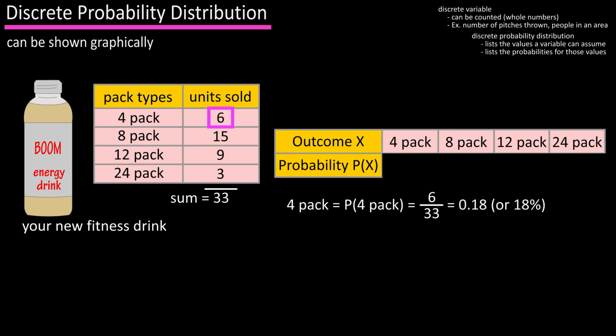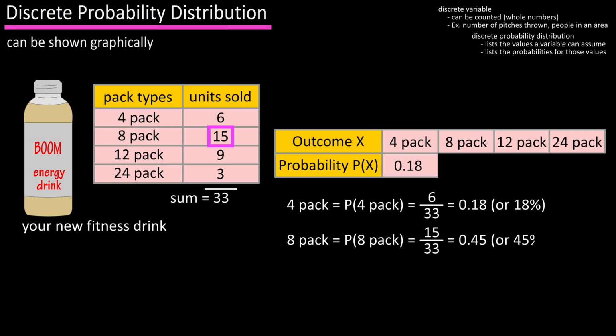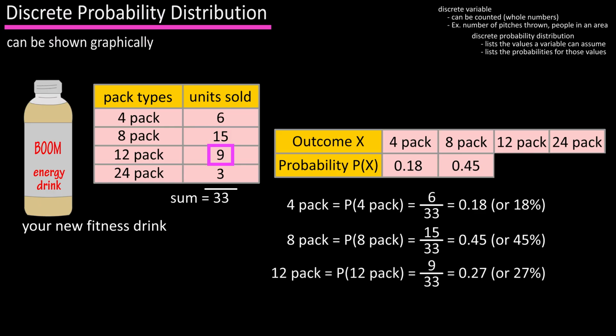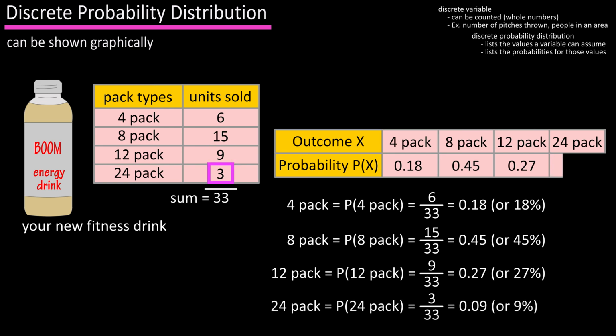So the probability of selling a 4-pack is 18%, or 0.18. And we put that in column 2 under the 4-pack. For the 8-pack, or probability of the 8-pack, we sold 15 units. Divide that by the total of 33, and rounding off, we get 0.45. So the probability of selling an 8-pack is 45%, and we put that in column 2 under the 8-pack. And we'll use this same process for the 12-pack, which has a probability of 0.27, and for the 24-pack, which ends up with a probability of 0.09. And we put both of these into the probability distribution.